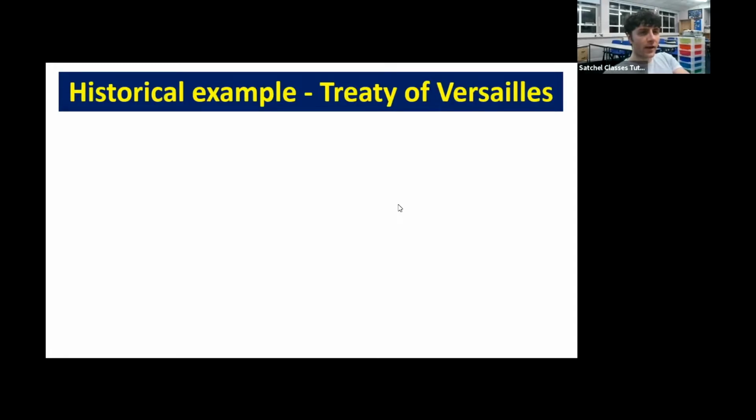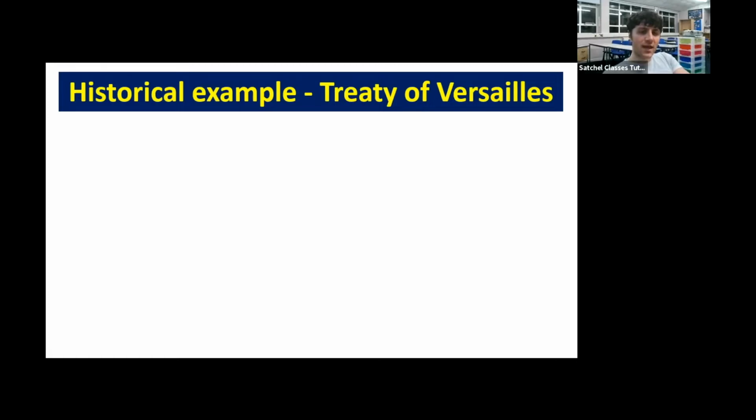Historical example here. We're going to use the Treaty of Versailles. So just to refresh our memories, if we are not sure about this, the Treaty of Versailles was the agreement that Germany was forced to sign after Germany was defeated in the First World War. It contained a lot of clauses, a lot of conditions that the Germans considered to be punishments. So, for example, they had to pay 6.6 billion in reparations money. So that's like compensation money to the countries that had defeated them.